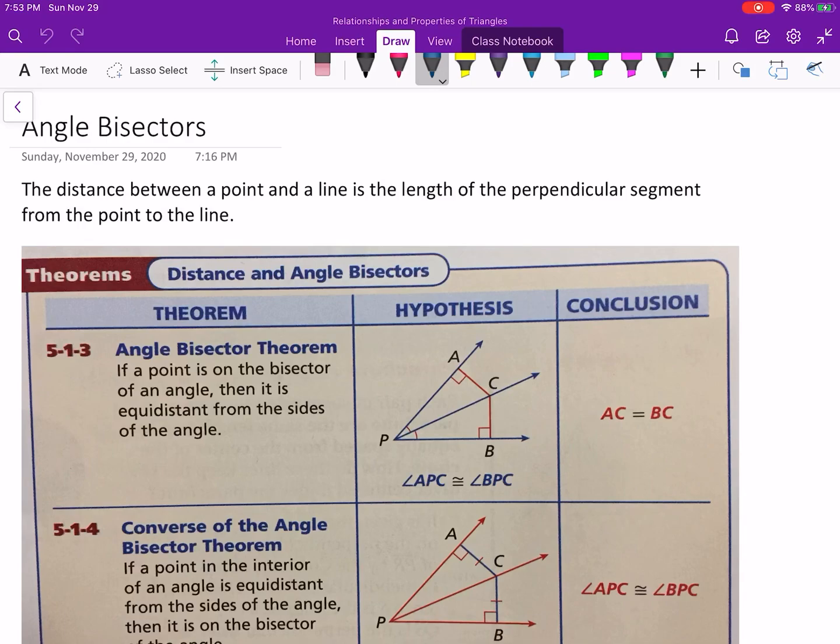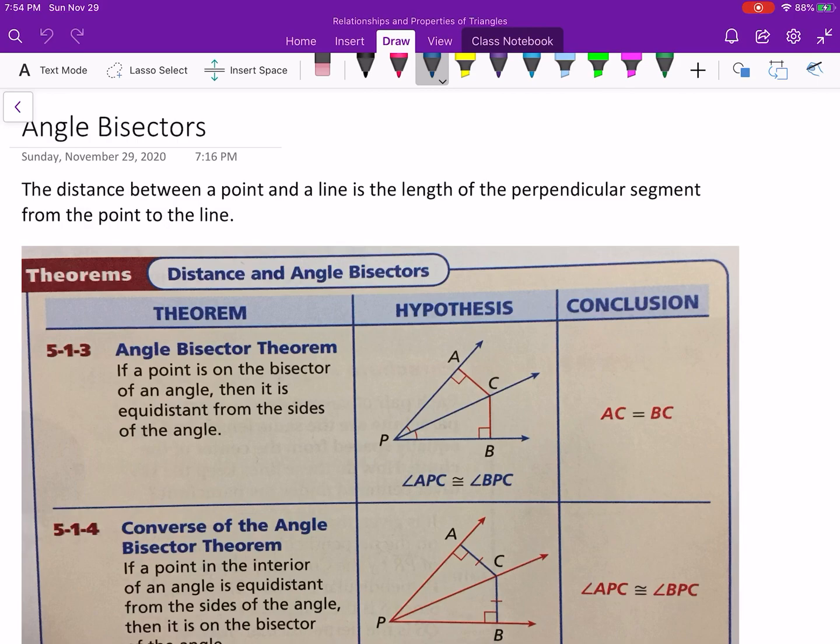This is part 2 of our notes for Monday, November 30th. We're going to look at angle bisectors now. We looked at perpendicular bisectors of a segment. Now we'll take a look at angle bisectors. What you'll find is the theorems are very, very similar.